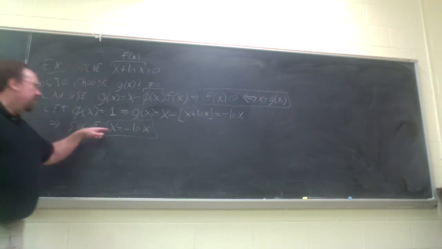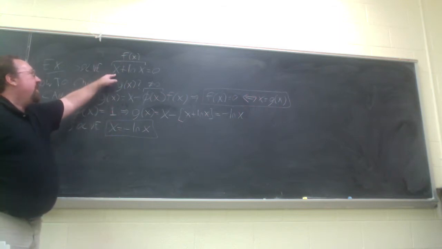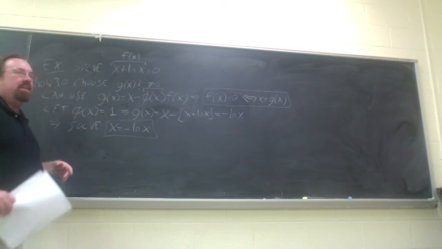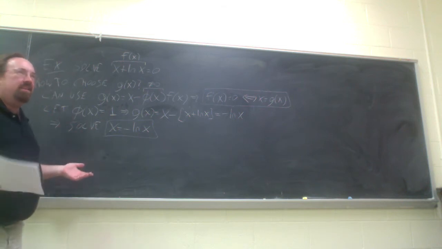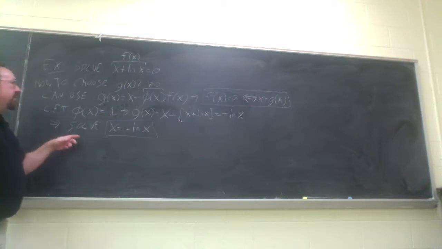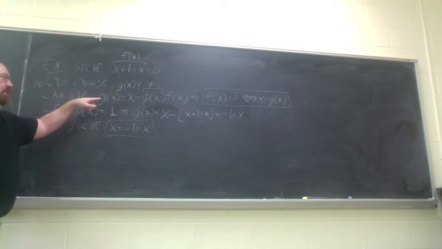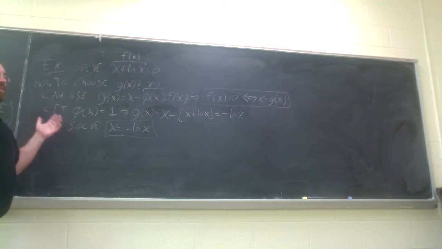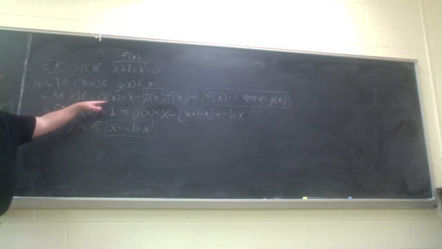Of course, we could see that this equation is equivalent to our original one by just going back up here and moving natural log of x to the other side. But it doesn't always work out as simply as that. It all depends on what your function f of x is. That's why I want to show you this general form of g of x, because if you don't know what else to do, if there's no obvious way to rearrange the equation, then this is something you can always try.